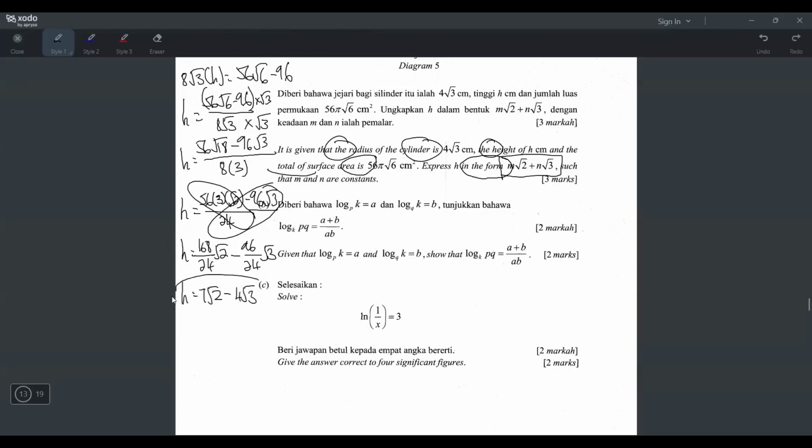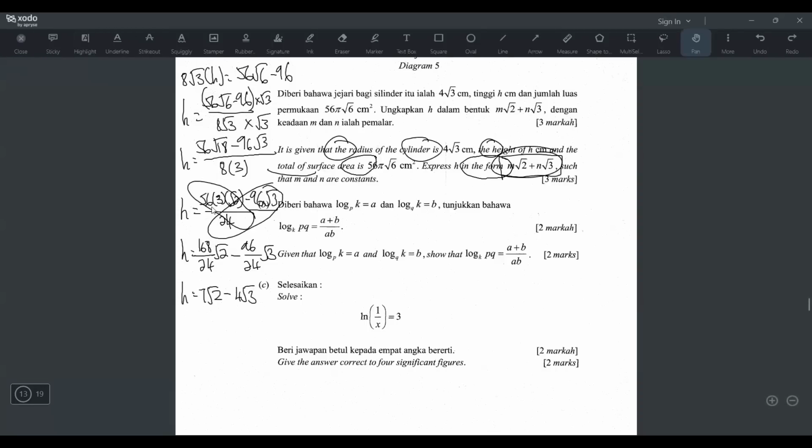Okay, so I think this is the answer, right? Okay, the question got request you to write in this form, right? So yeah, it already looks the same with this form. You can see that the m is 7, the n is -4. But you don't have to write m equals 7, n equals -4. The soalan never ask you to find mn. They just want you to write in this form. So you can stop here already. Sudah siap already. Yeah, finish already.